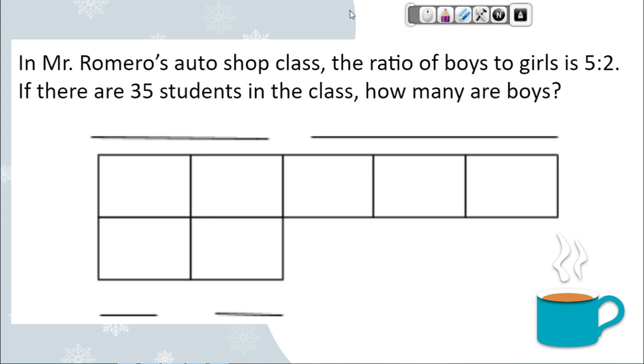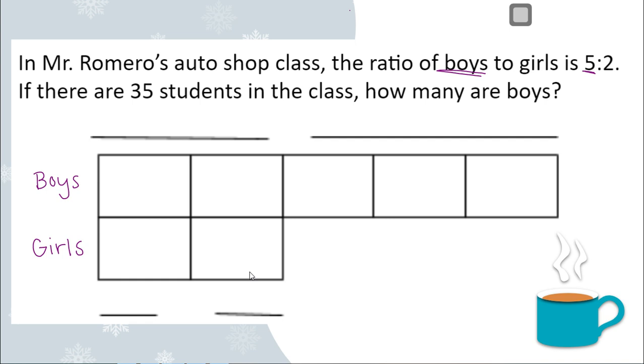All right, so our ratio of boys to girls is 5 to 2. So the boys, that comes first, so the first number is going to represent our boys. Okay, that means the 5 boxes up here should represent the boys. All right, then the 2 is for our girls. So that's why I'm going to label the 2 boxes down here, girls. Now it says, if there are 35 students in the class, how many are boys?